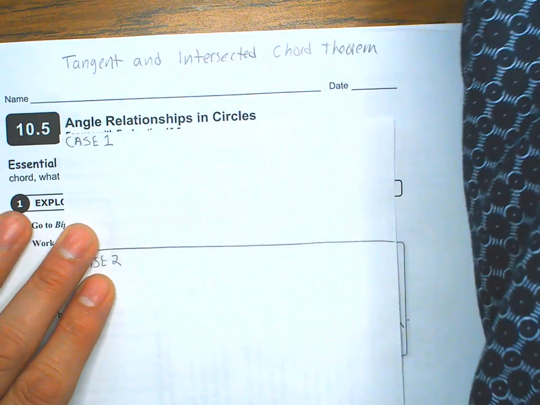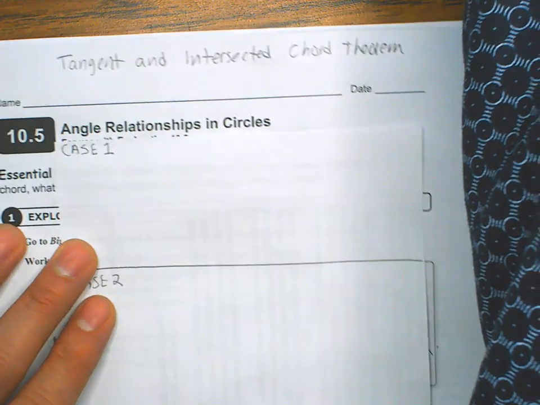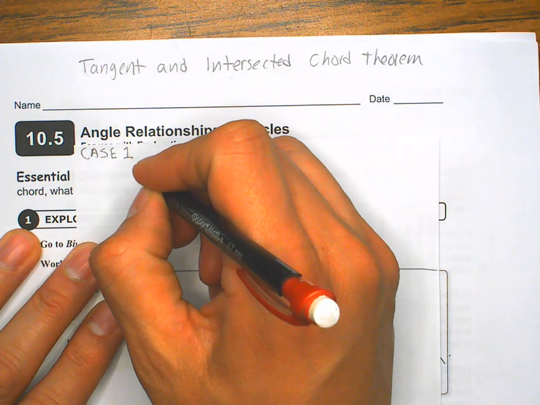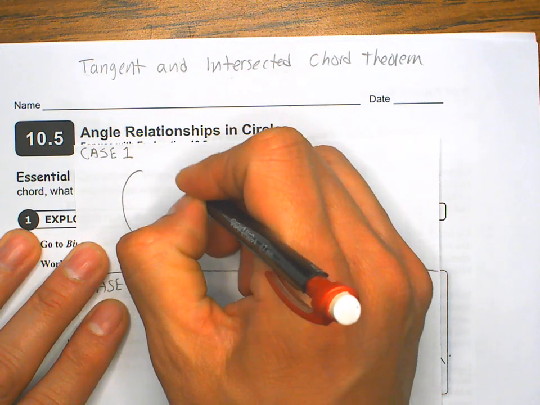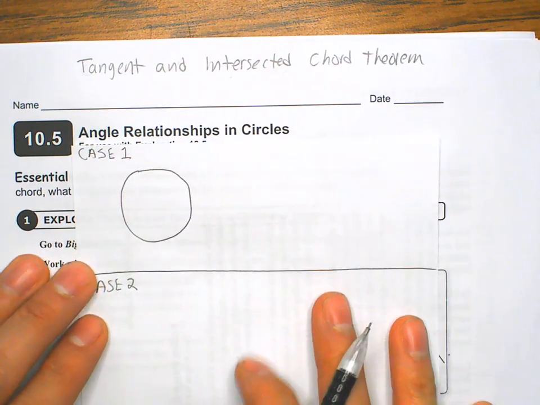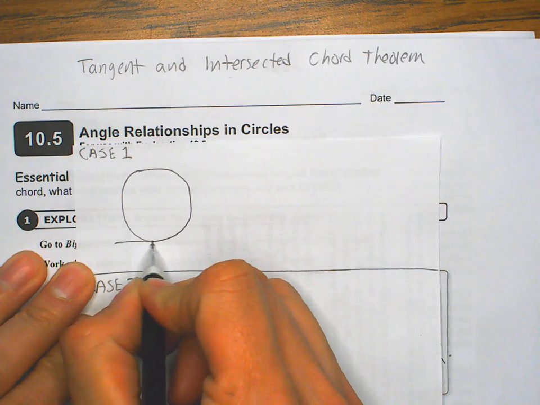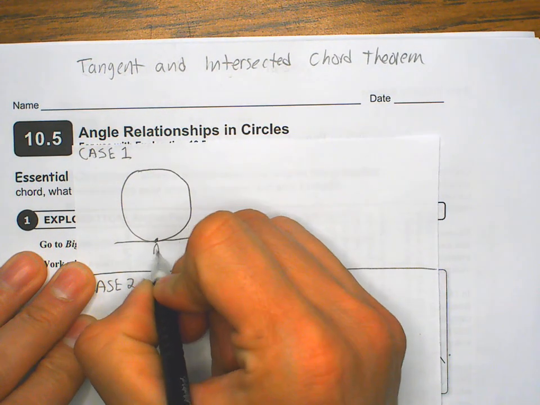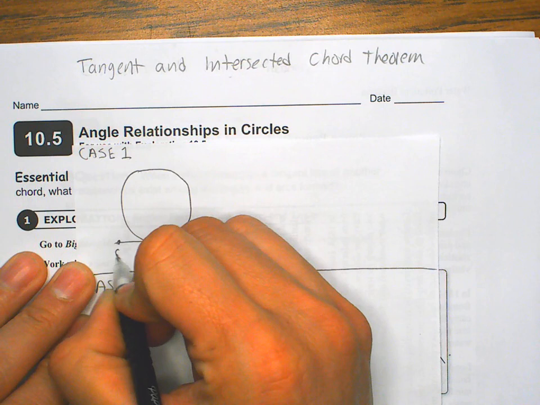I'm going to try to zoom in so we can have enough visual of what I'm talking about. All right, so here is my first circle right there. Now, I'm going to have a tangent. I'm going to call this point right here A. I'm going to call this point right here C.